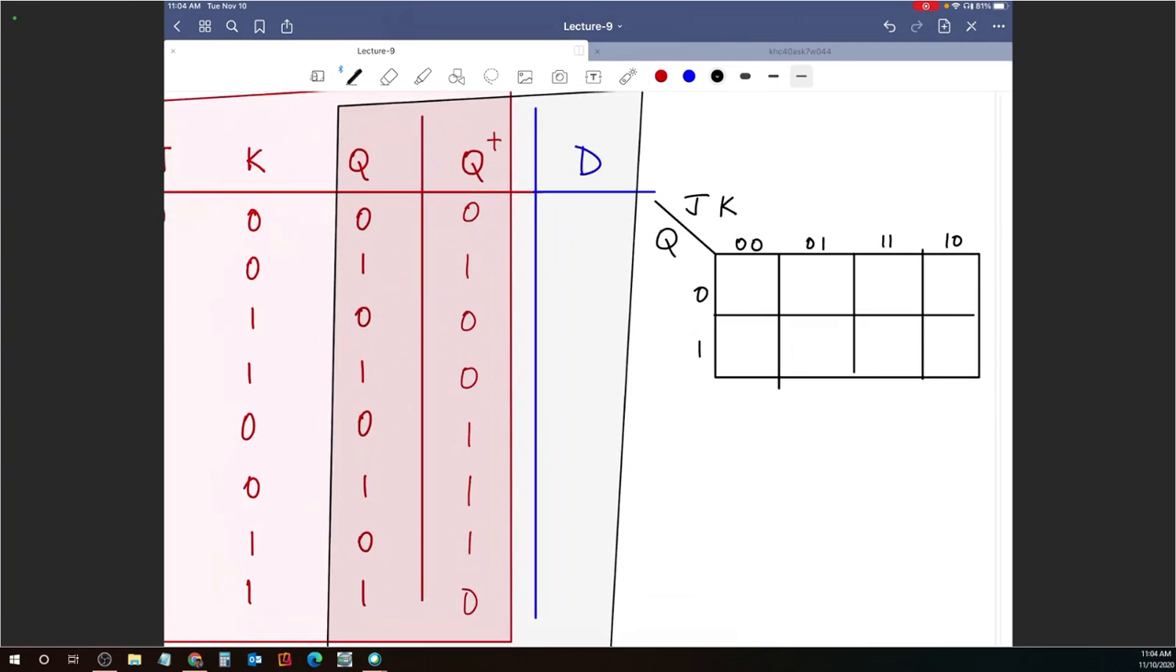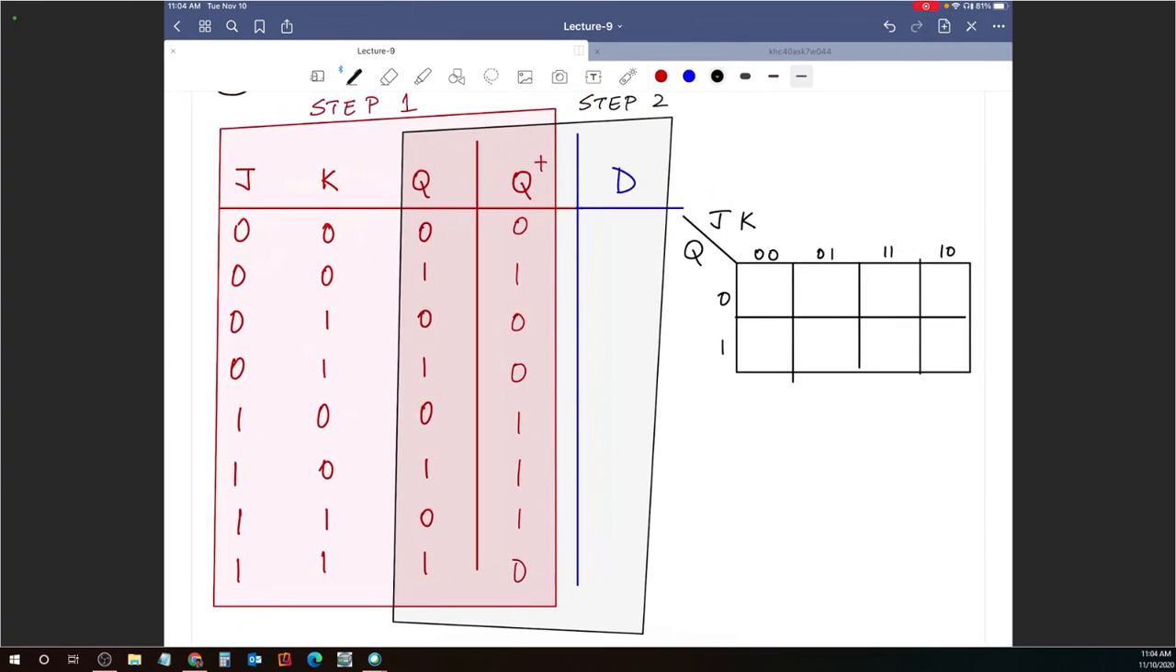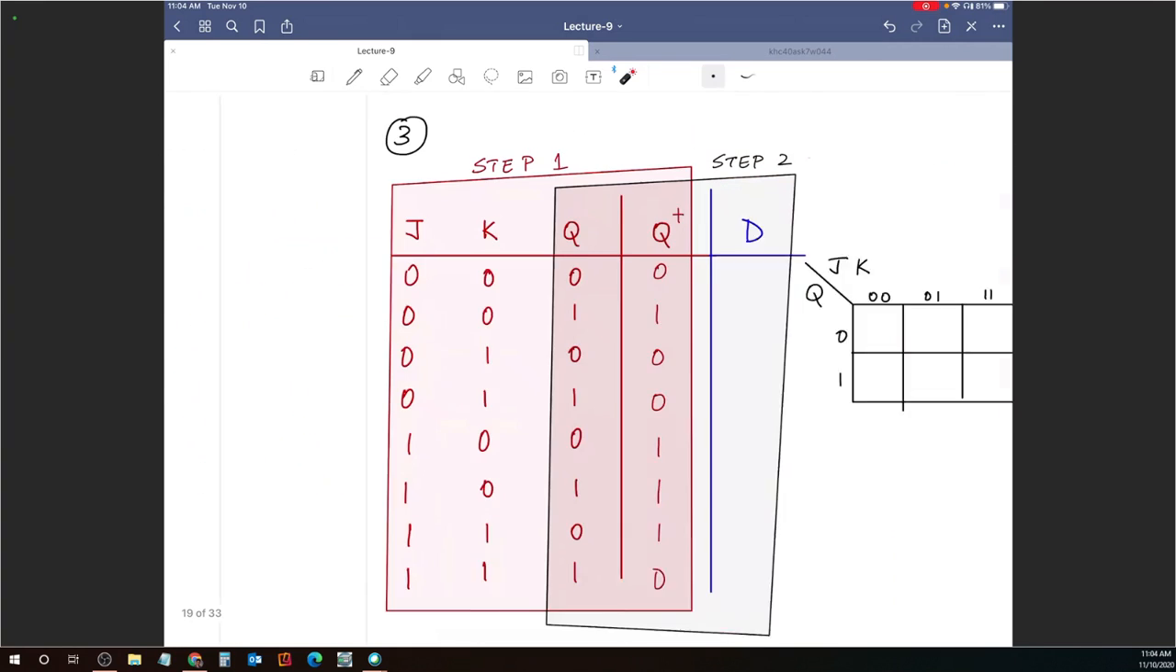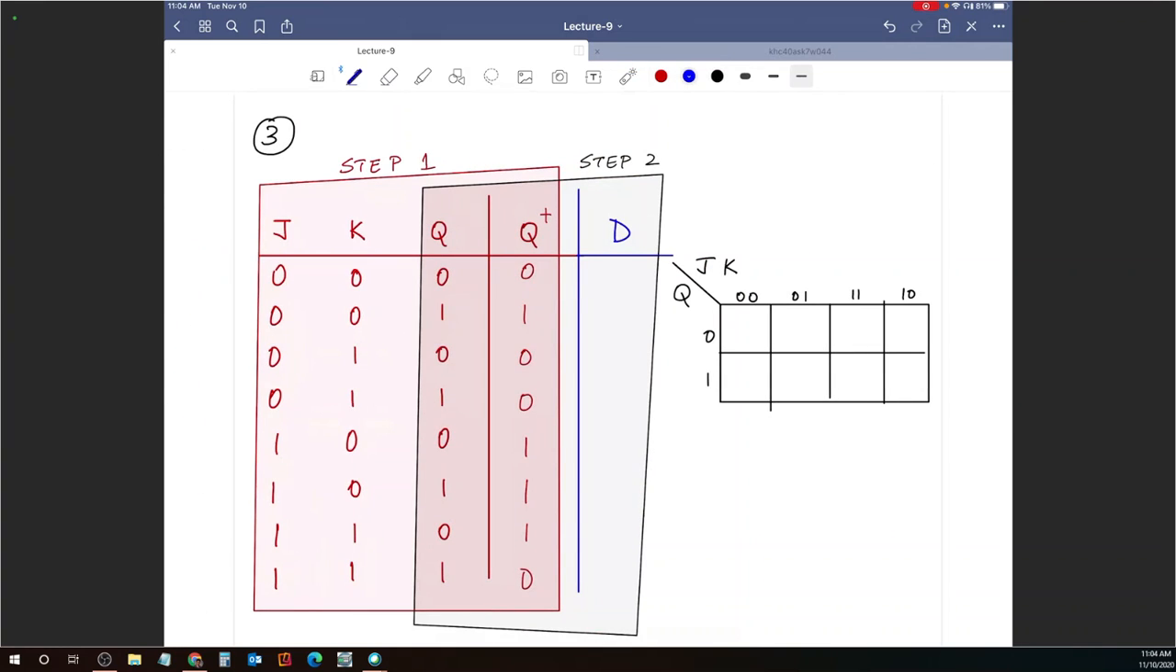I just need to figure out what to give at D in order for this Q to change to Q plus. Essentially, refer back to the excitation table from step 2 and fill in the column for D. It was pretty simple. Q plus was equal to D here, so I don't need to refer to the excitation table too many times. I can simply write out Q plus equals D here. So I can simply say, all right, Q plus, Q plus, Q plus, Q plus, Q plus, Q plus, Q plus, Q plus, done.